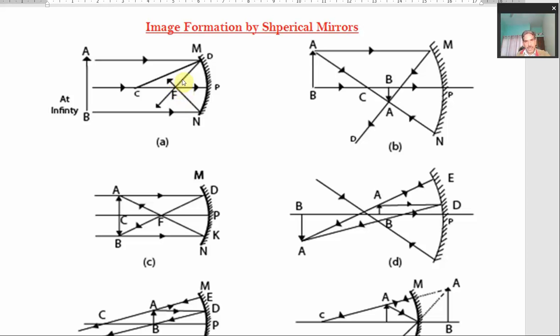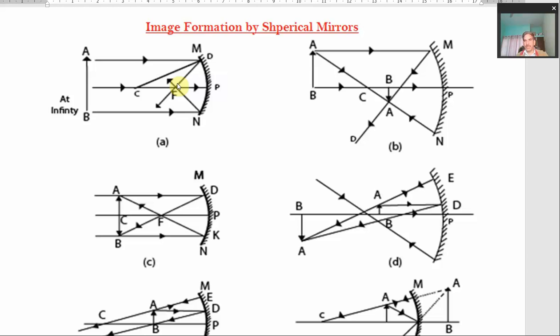So where two reflected light rays meet, we have to draw a perpendicular from that point on the principal axis, and the length of that perpendicular will be the size of the image. And the point where the perpendicular is formed is the location of the image in front of the mirror. So in this particular case, whenever the object is lying at infinite distance, the reflected light rays converge at the focus, which is a point on the principal axis. That means the length of the perpendicular will be 0.